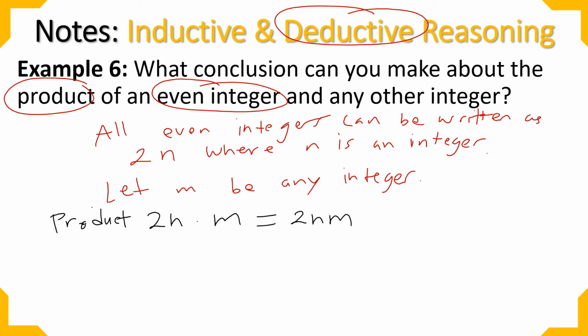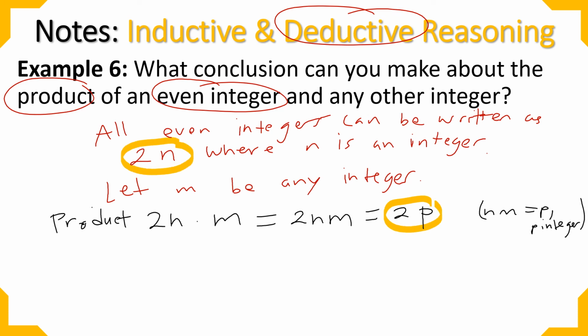When I multiply an integer and an integer, n times m, it creates another integer. Let's call it p. So we're going to say that nm is p, where p is an integer, because the product of two integers is an integer. Okay, now we can see that this 2p matches the definition of even numbers. So we're going to say then that this product is even by our definition.